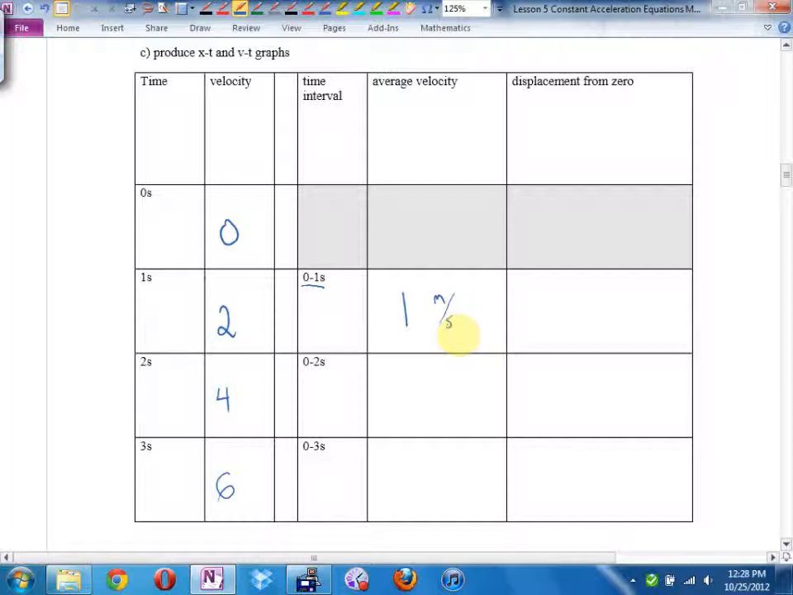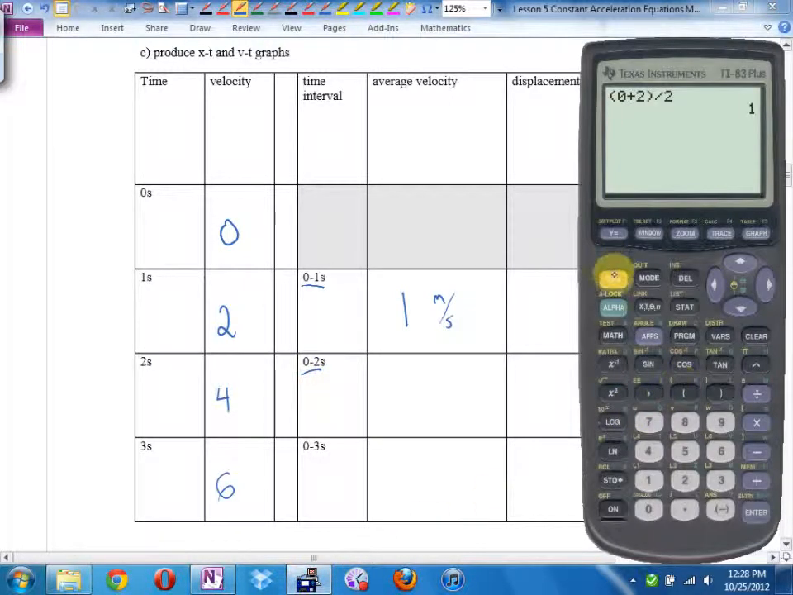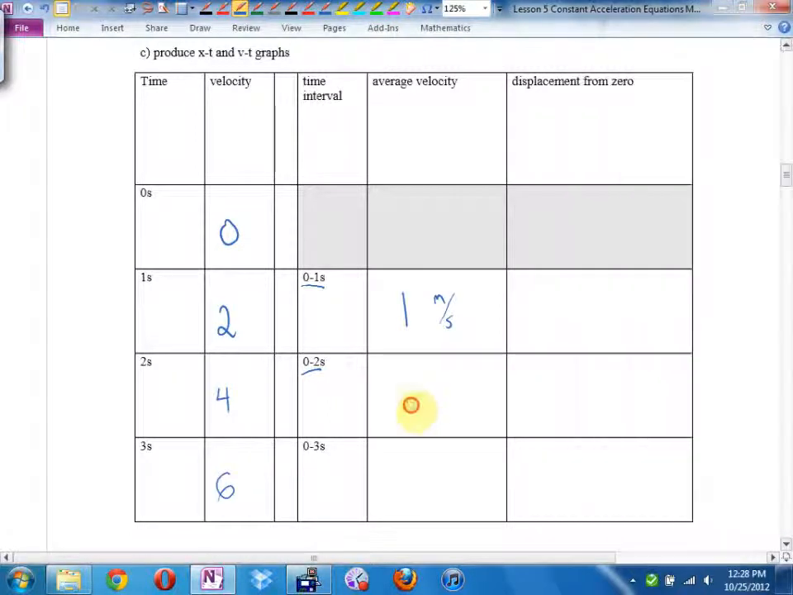Over the first second, I averaged 1 meter per second. I was going slower sometimes, I was going faster sometimes, but you know what? My average speed? 1. What's my average speed over the first 2 seconds? Well, it's going to be almost the same thing, except it's still going to be starting out with an initial speed of 0. But what's my speed after 2 seconds? What's V final? 4. What was my average speed? 2. Over the first 2 seconds, I averaged 2 meters per second.